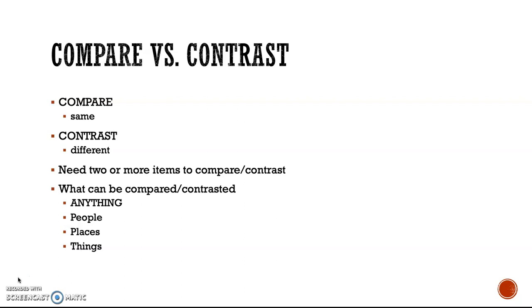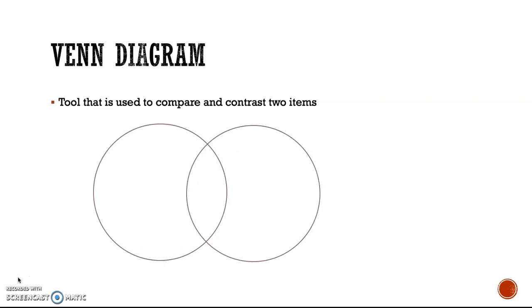People, places, things, really anything that has those qualities. Our Venn diagram is the tool that we use to compare and contrast our two items. So we always draw two circles that have an intersection in the middle.